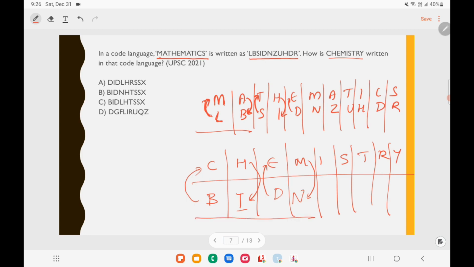Just check the options. So we can eliminate this option. We can eliminate this option. So we know that the first four letters are BIDN. This is BIDN. So we can eliminate this as well. So option B is the right answer. You don't need to find out all the letters corresponding to chemistry. If you find out the first four letters itself, you will get the answer.